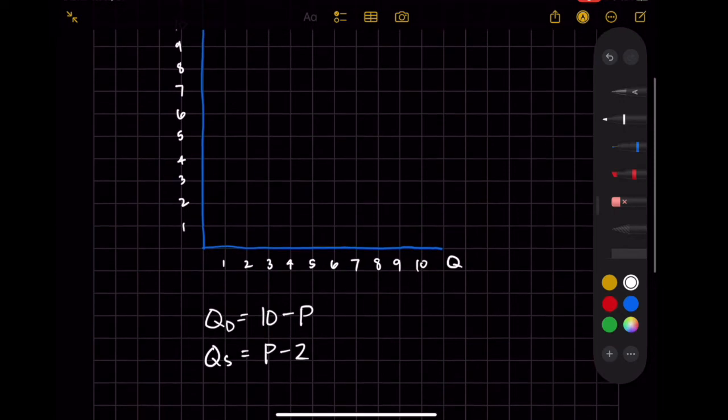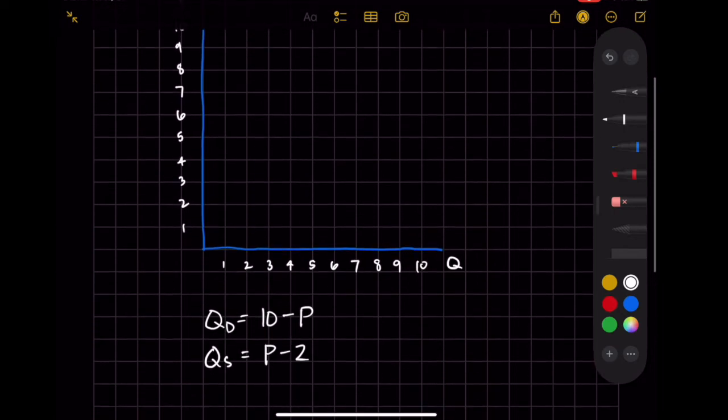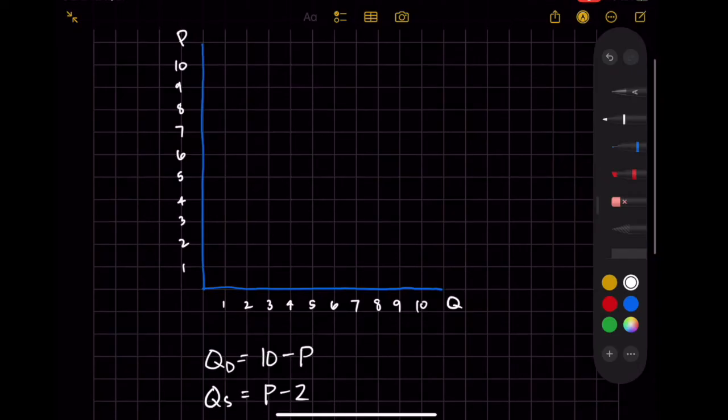So let's first talk about what this might look like on the graph. How would we go about graphing this? On this graph here, we have price along the y-axis, as always, and we have quantity along the x-axis. If we wanted to plot what these lines look like, the easiest way is maybe just start with plugging some of the prices in and plotting them along the graph.